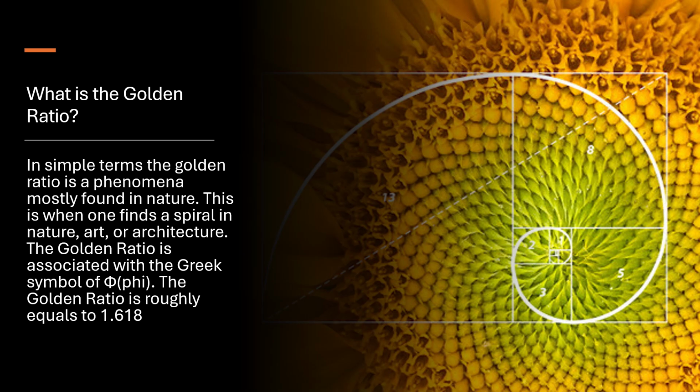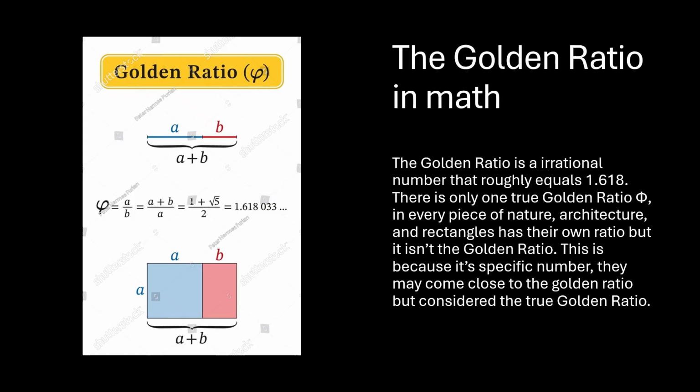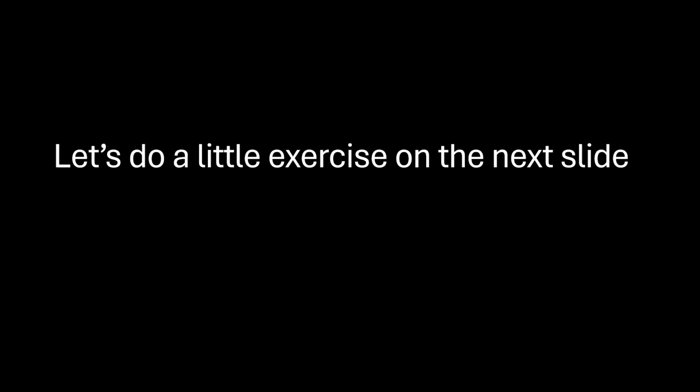seeds. Let's take a break from the golden ratio in nature and look at the golden ratio in math. The golden ratio is an irrational number that roughly equals 1.618. There's only one true golden ratio, phi. In every piece of nature, architecture, and rectangles, they have their own ratio, but it isn't the golden ratio. This is because the golden ratio is a specific number. They may come close to the golden ratio, but aren't considered a true golden ratio. Let's do a little exercise on the next slide.